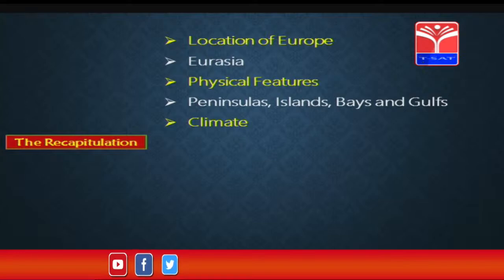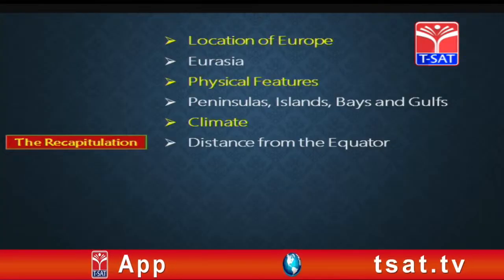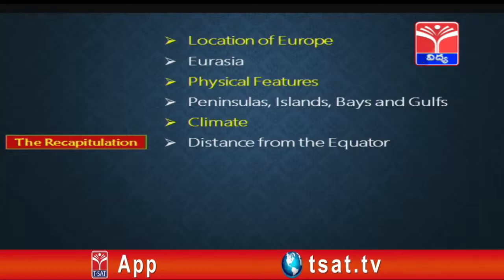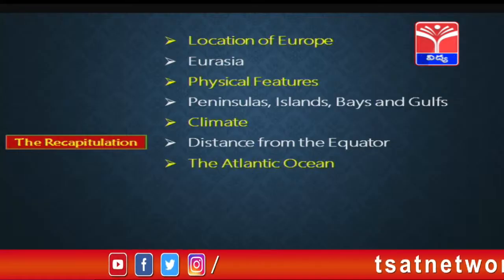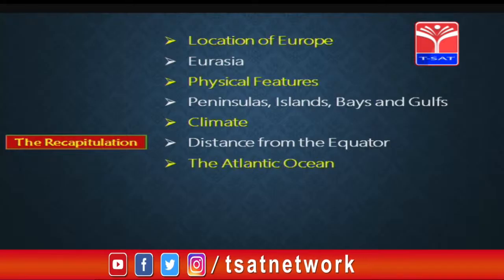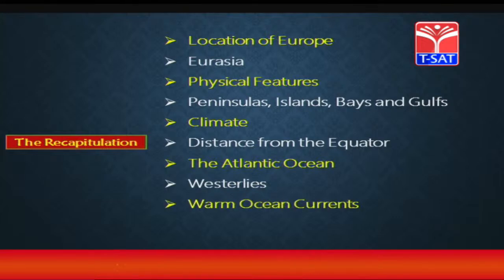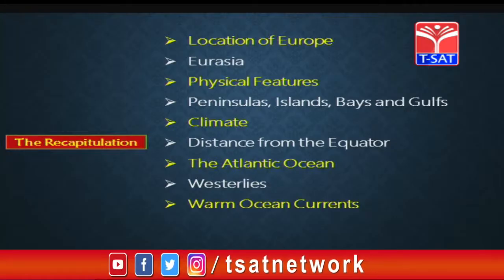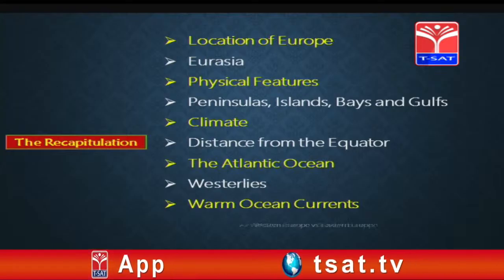Climate of Europe, which is cold. Distance from the equator: since the location of Europe is away from the equator, it experiences a cool climate. The Atlantic Ocean, which influences the temperatures and the climate of Western Europe. Westerlies, which blow throughout the year towards Europe from the Atlantic Ocean. Warm ocean currents that start from the equator, advance towards America, and from there finally reach the western part of Europe.